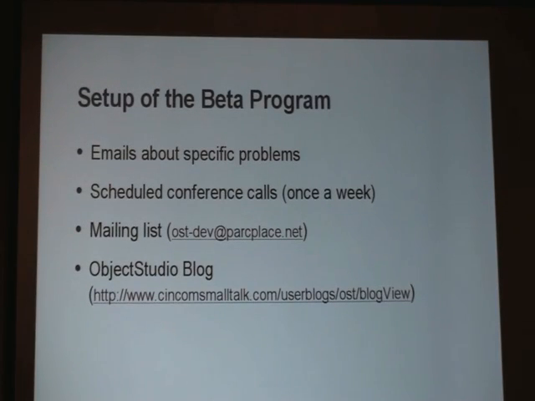The beta program itself, how we did it was that we had emails about specific problems. Whoever chose to be part of the beta program had access to the developers themselves. So you did not have to go through support and regular support channels, which I know is sometimes a long and tedious process. Beta customers really had access to the developers themselves, and could just shoot them an email: okay, what were you thinking when you coded this?